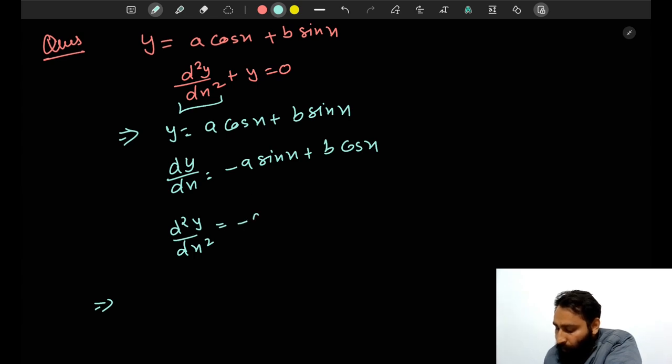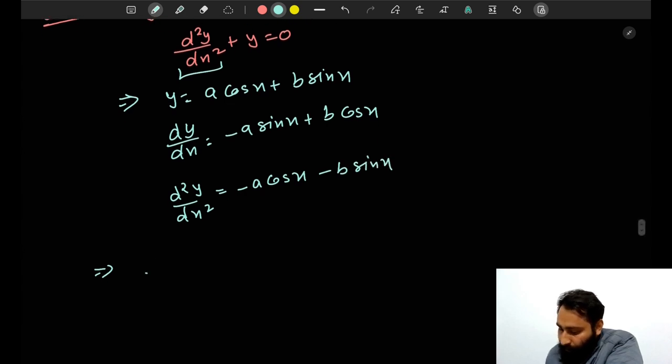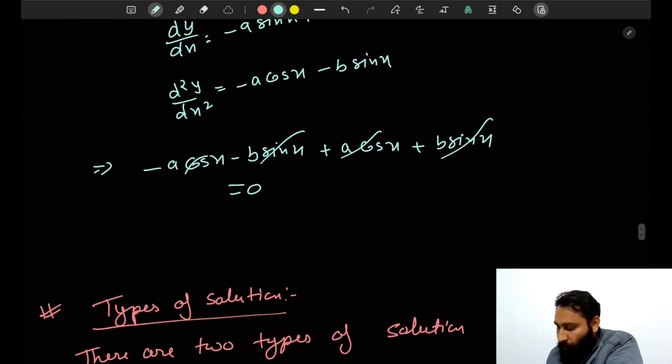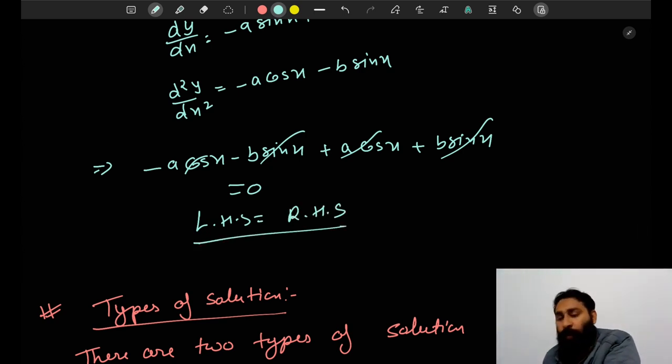d²y/dx² is equal to minus a cos x minus b sin x. So I write minus a cos x minus b sin x. And what is the value of y plus a cos x plus b sin x? Cancel out and we get 0. Again LHS equals RHS. So we say this is the solution of this differential equation.